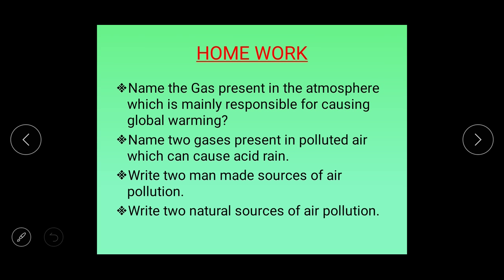Now, children, I'm coming to the homework. Please write it down and do it. Number one, name the gas present in the atmosphere which is mainly responsible for causing global warming. Number two, name two gases present in polluted air which can cause acid rain. Number three, write two man-made sources of air pollution. Number four, write two natural sources of air pollution.